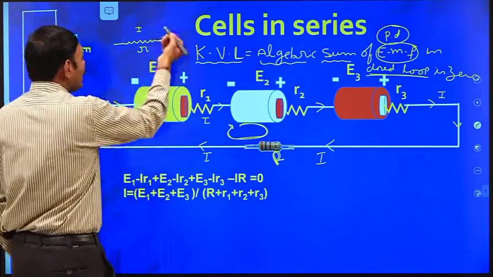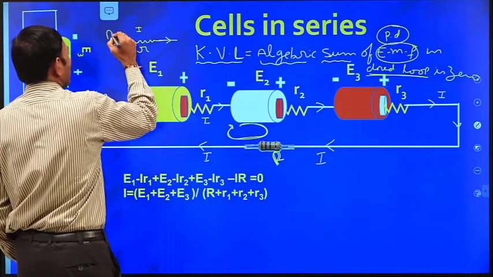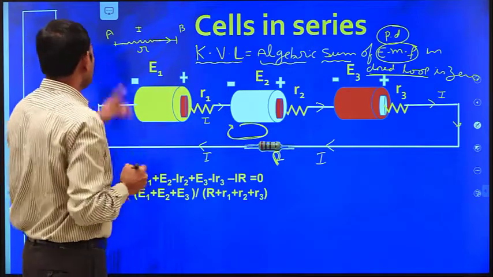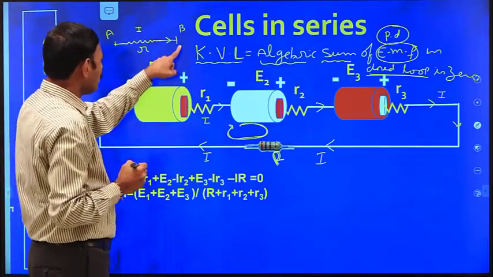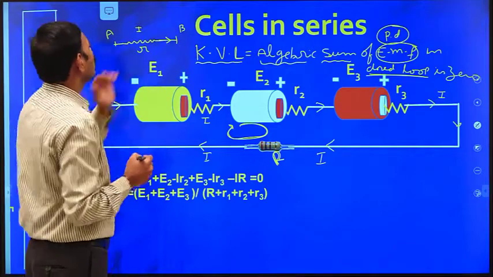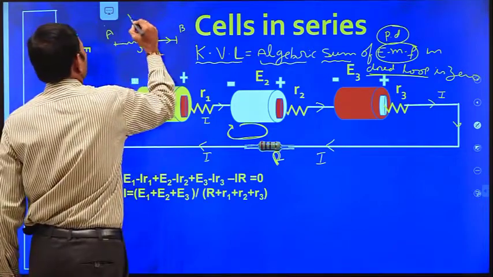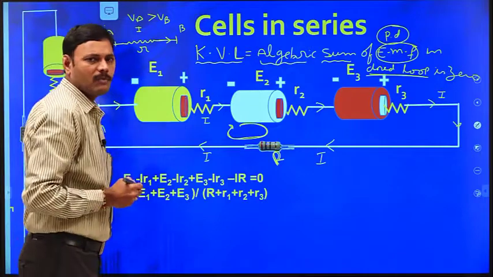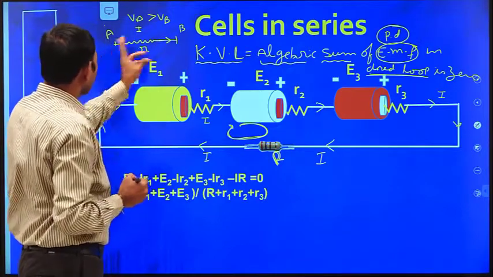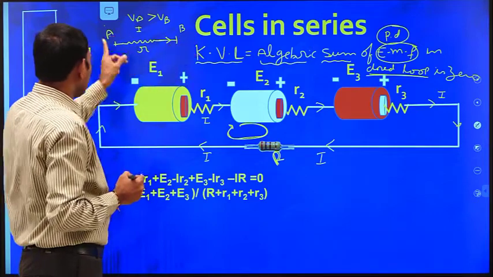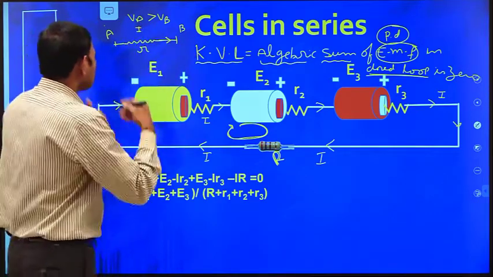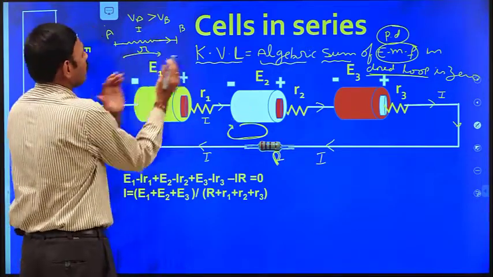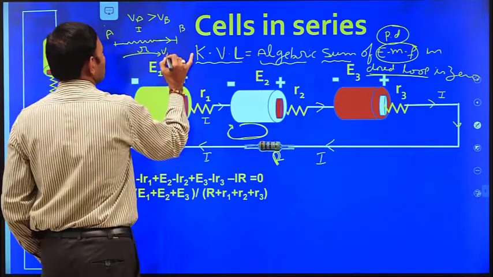What does it indicate? On this left side, let A be at higher potential and B at lower potential. Then only current passes from A to B. Current passing from A to B means current always travels from higher potential to lower potential. So VA must be greater than VB, the potential at B. Current is passing from A to B means A is at higher potential than B. Then if you apply Kirchhoff's law in the clockwise direction, as shown in the arrow mark direction, we have to consider VB minus VA.